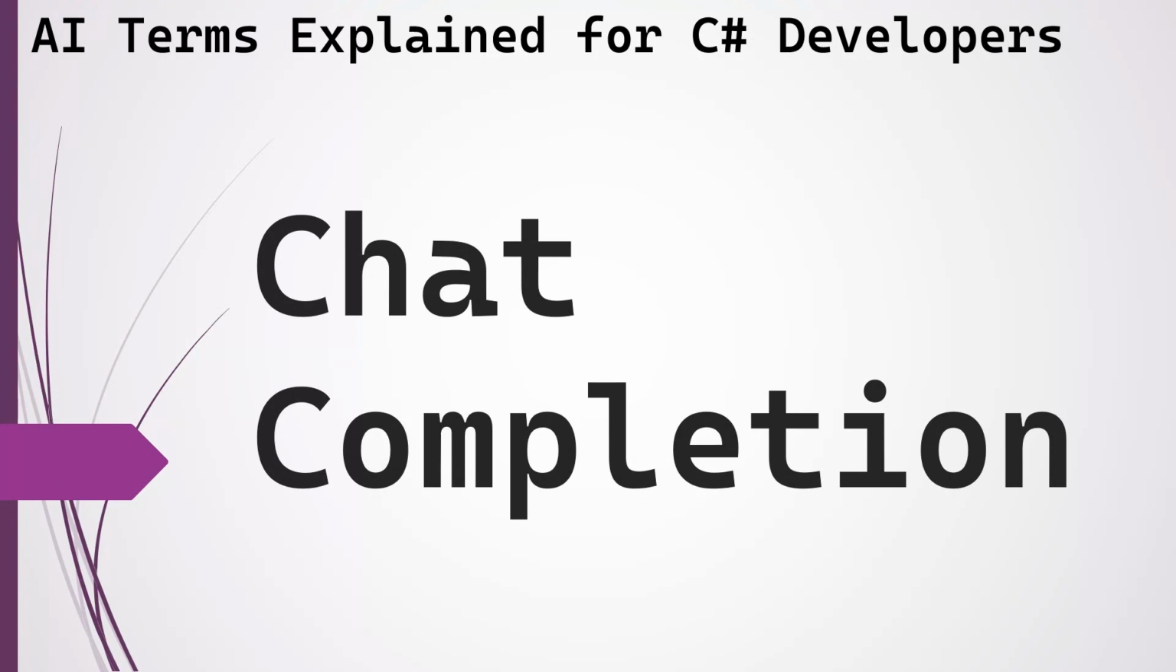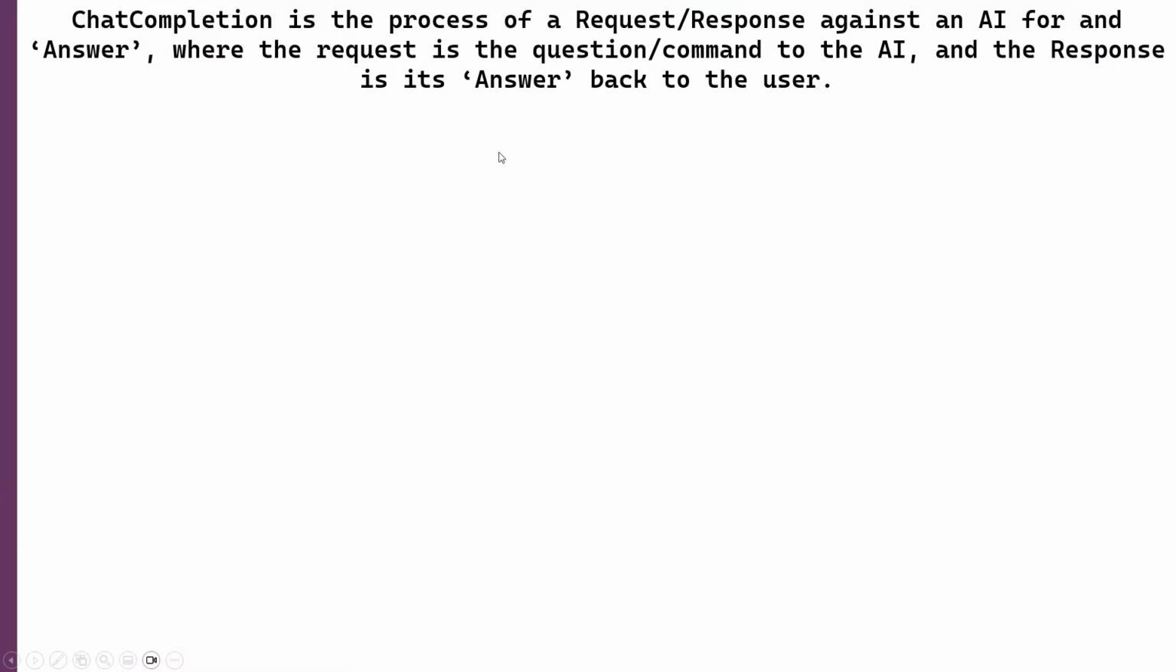Yet another video, and this video is about the chat completion, which is one of the more basic concepts we have in AI. Because the chat completion or chat client is essentially just a request response against the AI. If it's either online or offline, doesn't matter. It's a request, a response, just like you have an HTTP request against an API. And the only thing is that your request is your question or command to the AI, and the response is its answer back to the user.